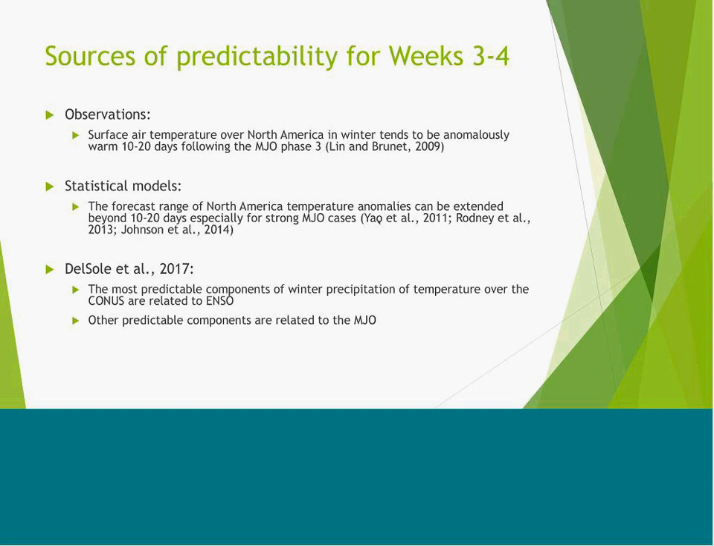Statistical models show us that the forecast range of North America temperature anomalies can be extended beyond 10-20 days, especially for strong MJO cases. A recent paper by Del Sol and others from GMU show that the most predictable components of winter precipitation and temperature over the CONUS are related to ENSO, and other predictable components are related to the MJO.